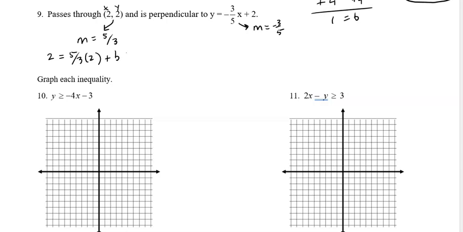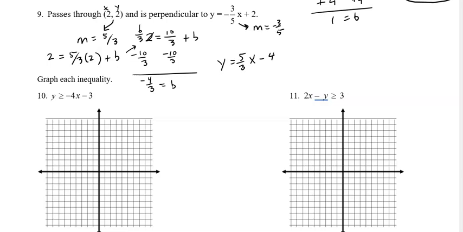5/3 times 2, 2 equals, 5/3 times 2 is 10/3. And I can change 2 into 6/3. And then when I subtract 10/3 from both sides, I get 6/3 minus 10/3 is negative 4/3, so b is negative 4/3. And now I can write my equation, y equals 5/3 x minus 4/3.